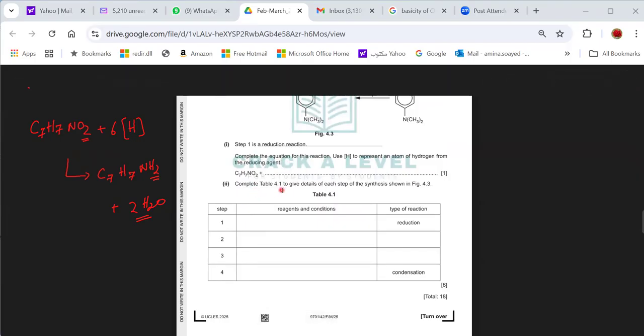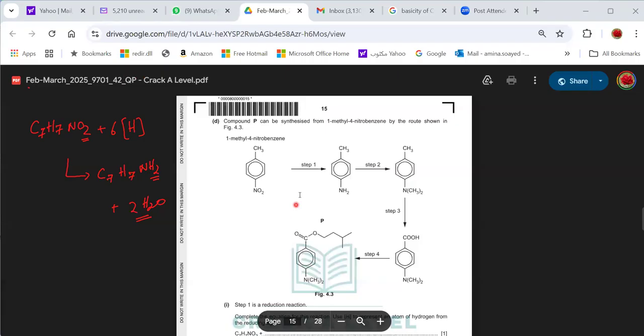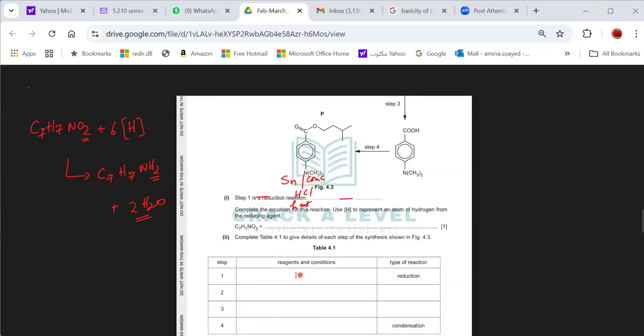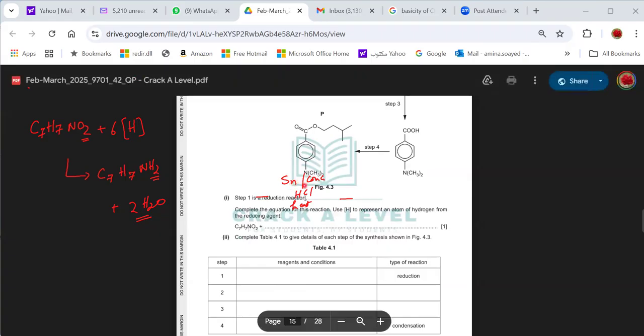Now they said complete table 4 to give details of each step of the synthesis shown in figure 4.3. In step 1, which is the reduction, what are the reagents and conditions? We know that to change the NO2 group to NH2 group, we have to add tin, which is the reducing agent, with concentrated HCl and heat. So these are the reagents and conditions. We have to add tin, concentrated hydrochloric acid and heat to get this reduction.